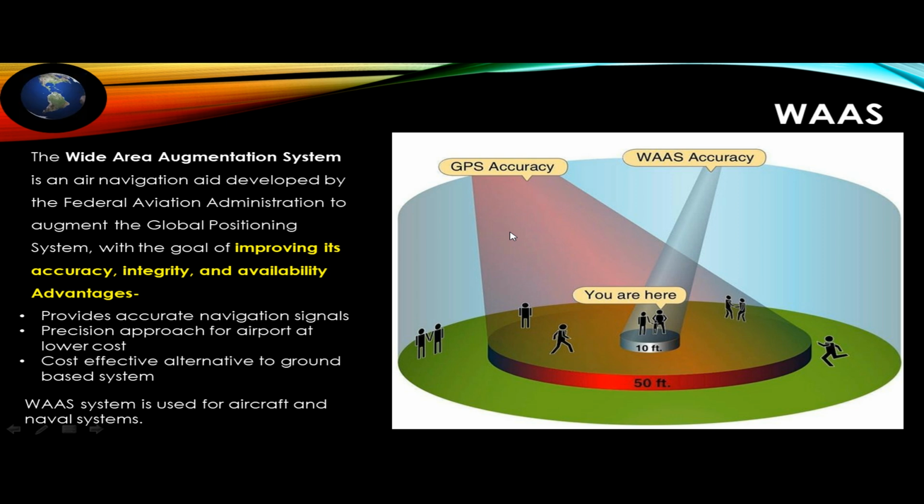Okay. So this is the accuracy of GPS, and this is the accuracy of WAAS, which has been shown in this figure. GPS is generally available to the general public, and the specific people who are working in this domain of navigation or directional purposes mostly use the aid of WAAS.